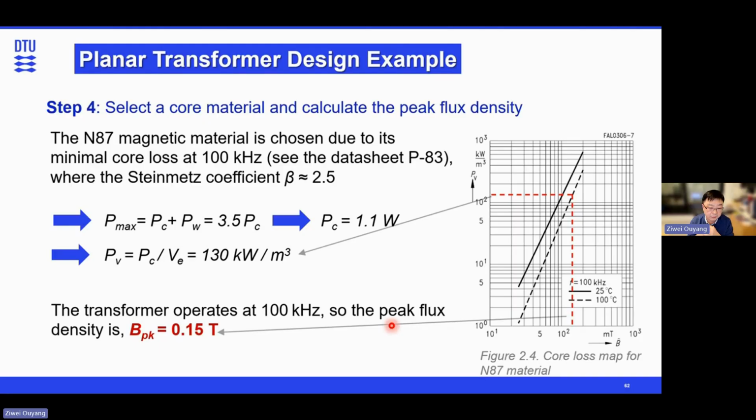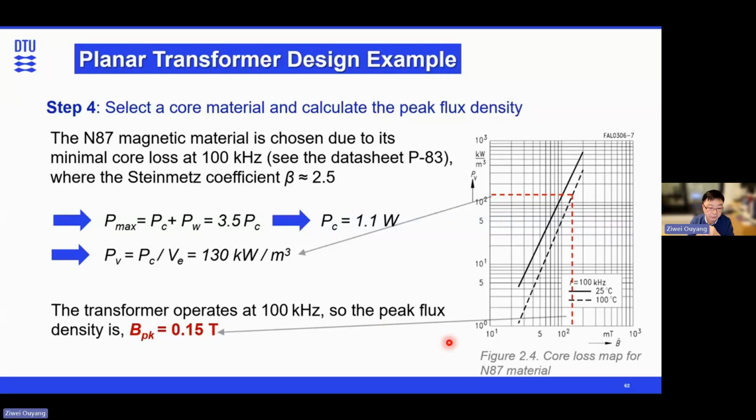And this is from the data curve fitting. If we know beta equals 2.5, because the winding loss plus the core loss, we get 3.5 times the core loss equal to the maximum power. So we can calculate our core loss is 1.1 watts, and we know the volume from step 2, and then we can calculate the core loss density PV. The core loss divided by the volume is 130 kilowatts per meter cubed, and our transformer operates at 100 kilohertz.